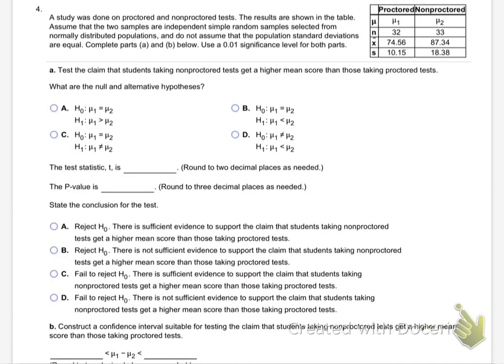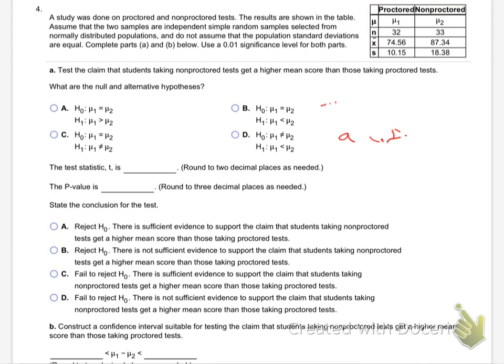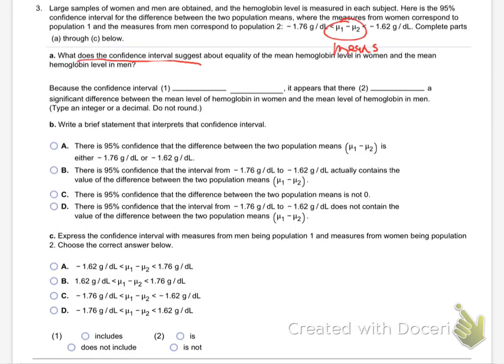Number 4. Meaning of a confidence interval. From the exam 4 notes. Wait, am I in the right one? Oh no, I'm in the wrong one. I went too far, didn't I? Sorry about that. That's wrong. Ignore that. That's problem number 4. Go back here to problem number 3. What does a confidence interval suggest? So that's meaning of a confidence interval. There we go.